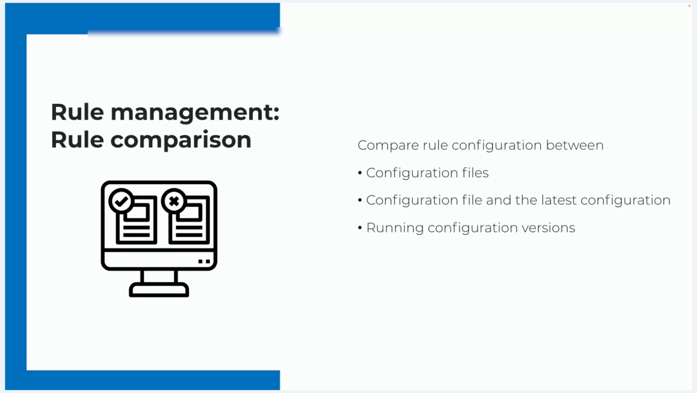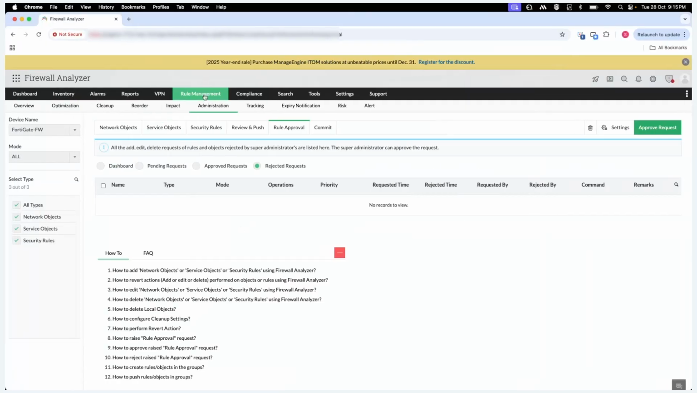The rule comparison feature, however, falls under rule tracking. This feature in overall allows users to monitor and compare firewall rules, rule changes across different configuration versions. It helps identify rules that have been added, deleted, or modified, ensuring visibility and auditability of all firewall policies. In the product, under the rule management section, you can go to the tracking section over here.